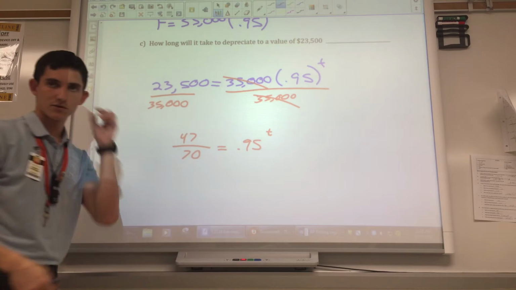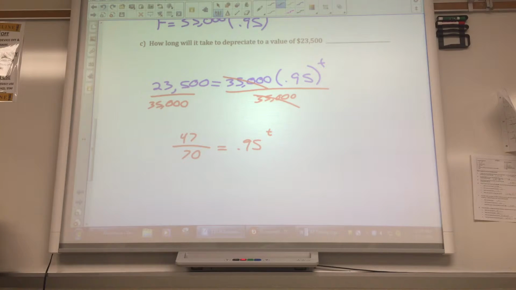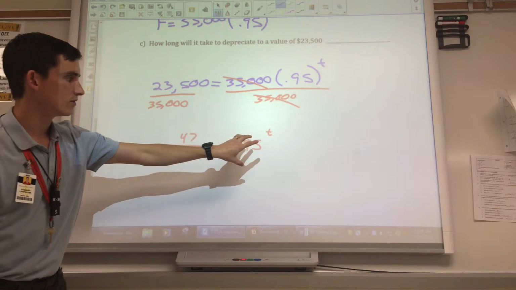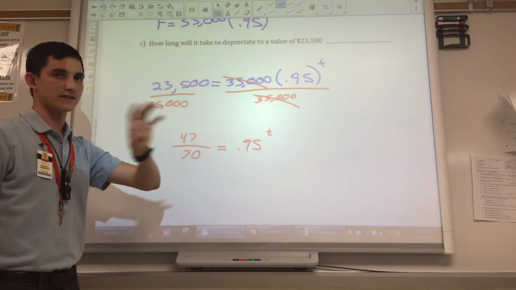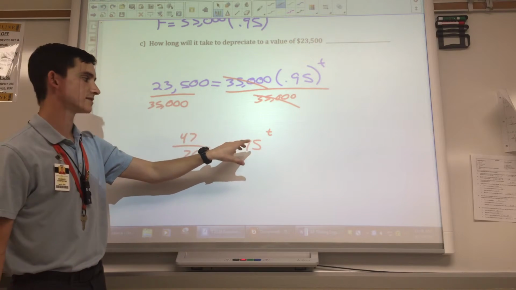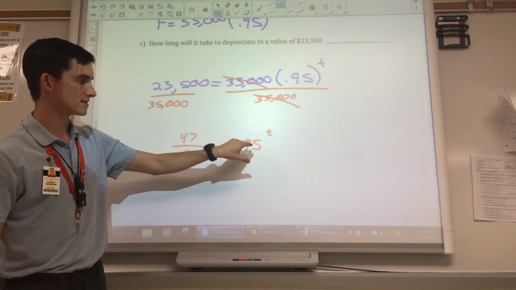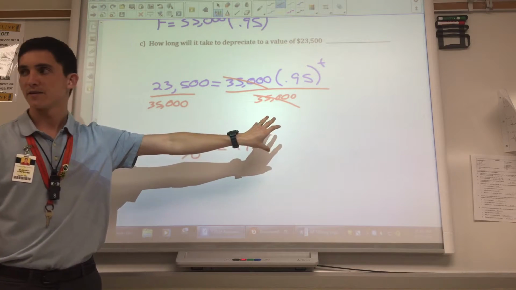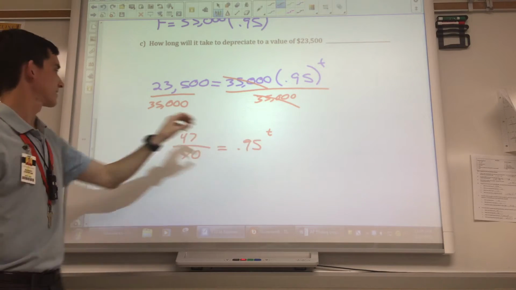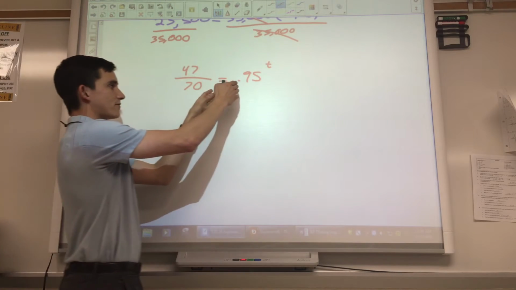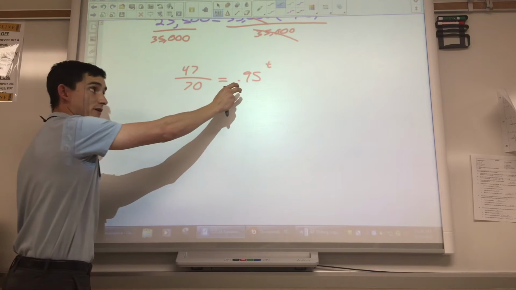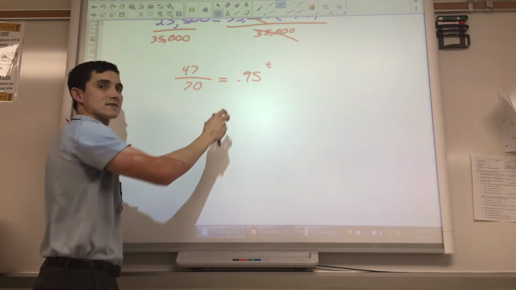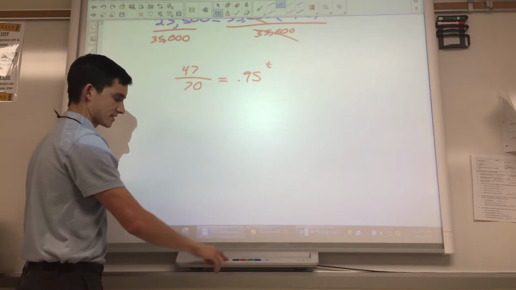Everybody good with that still? Okay. So now, this is the thing, guys. You might be tempted to divide by 0.95, but this is not 0.95 times t. This is 0.95 to the t power. This is where the logs come in, okay? So now all I've got is the 0.95 and the t power. But that 0.95 is the base. Y'all understand that?